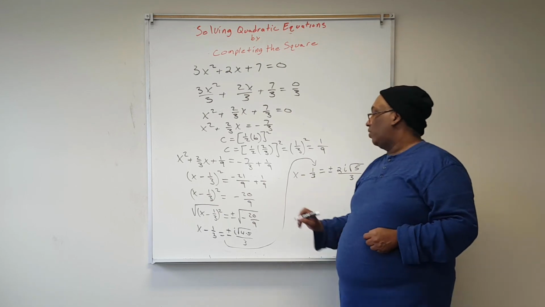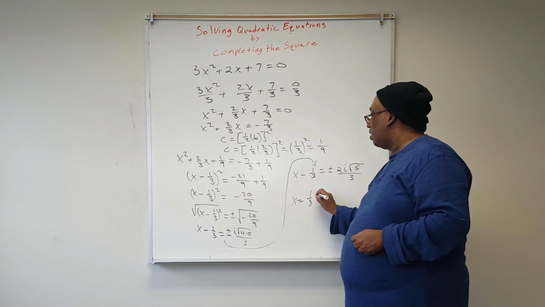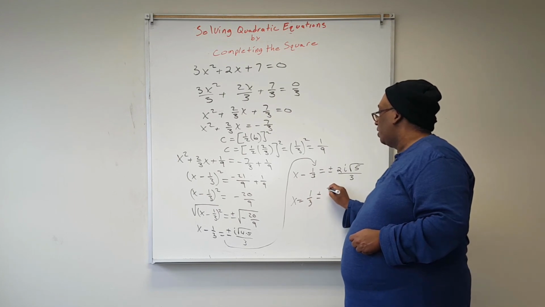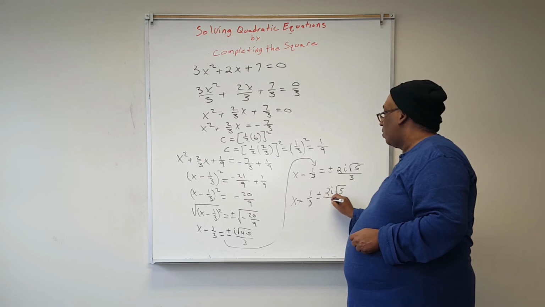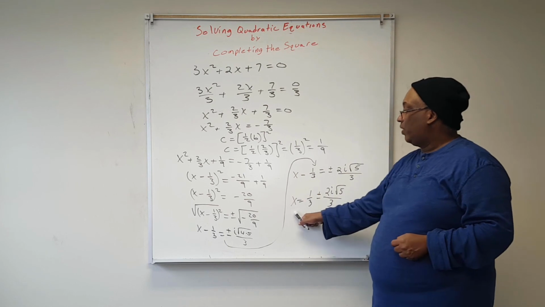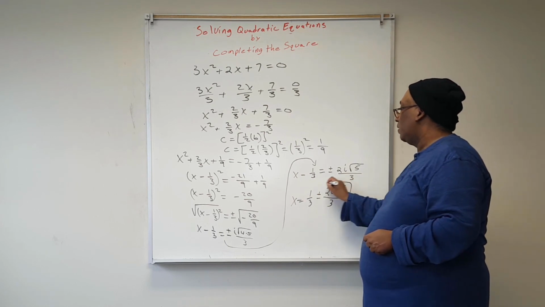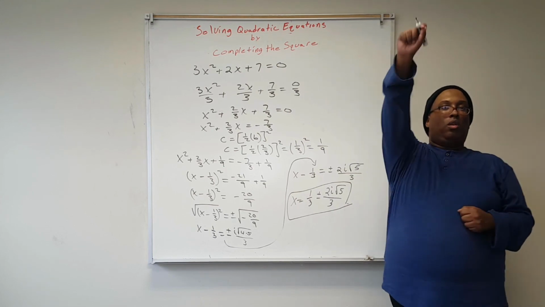Now we just have to move this over. x equals negative 1/3 plus minus 2i square root 5 all over 3. We have our real part, we have our imaginary part. This is called a complex answer. And we are done. Go Trio!